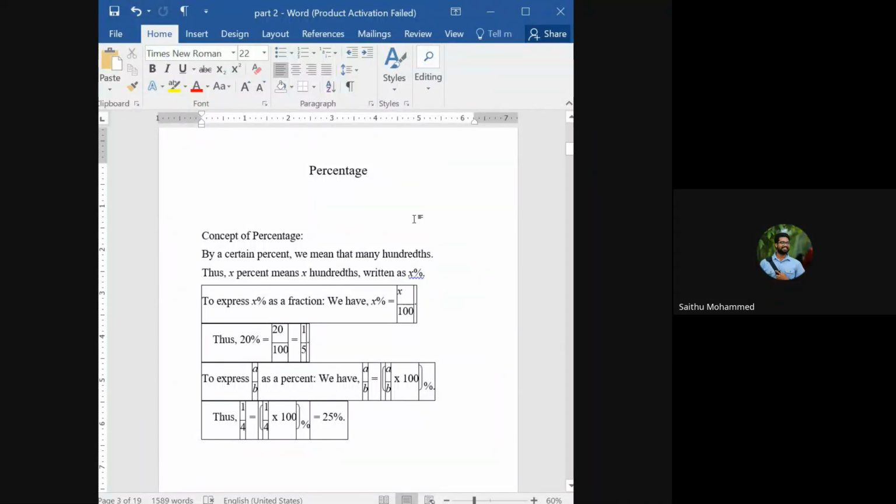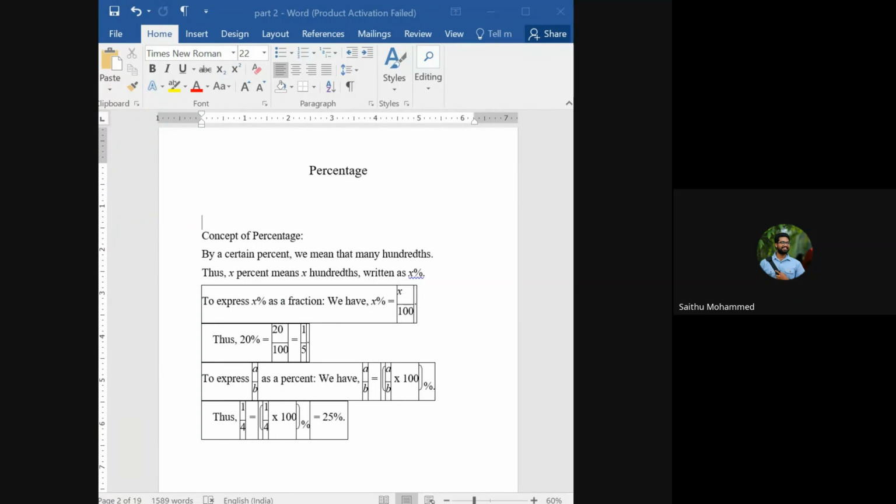Now, coming to percentage, percentage is something that we use in day-to-day life. Most of you will be students, and yes, you will be using it. You may want to know at the end of a semester or the end of a year what your percentage of marks is, and the percentage of different things.